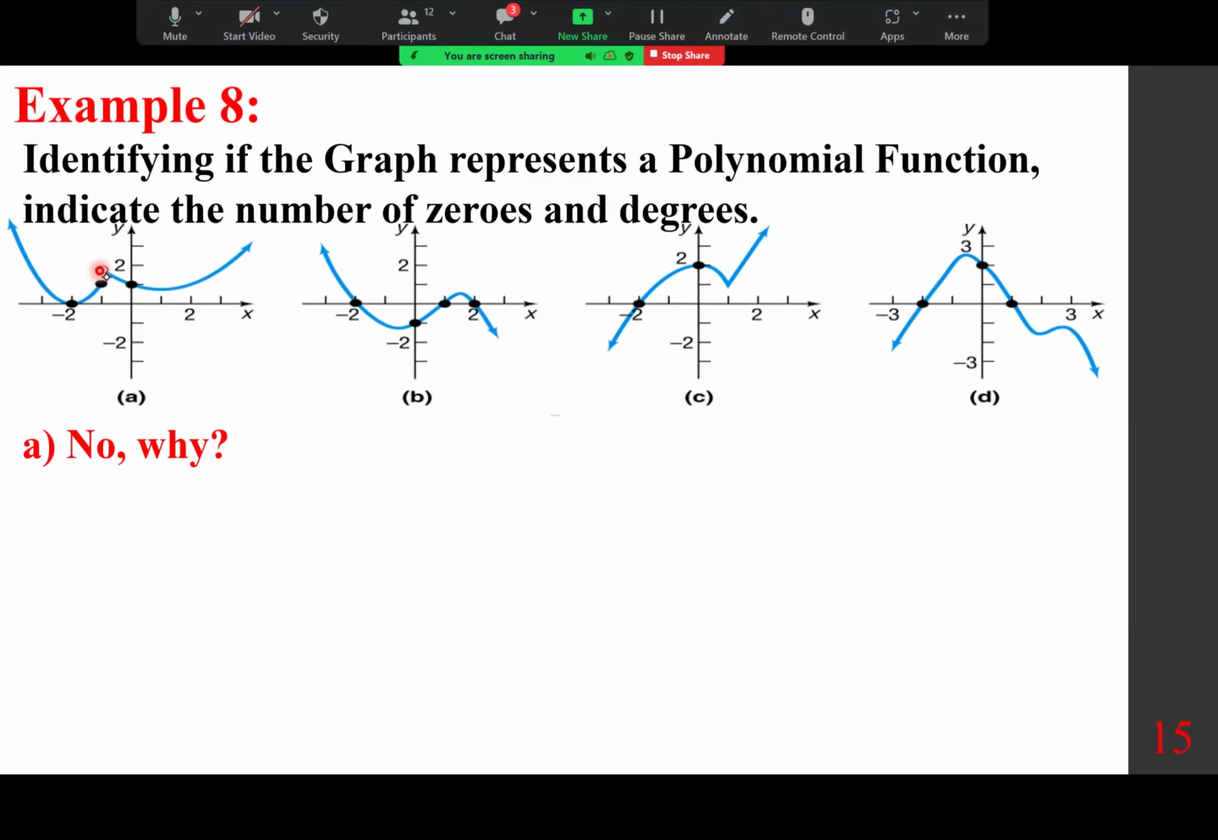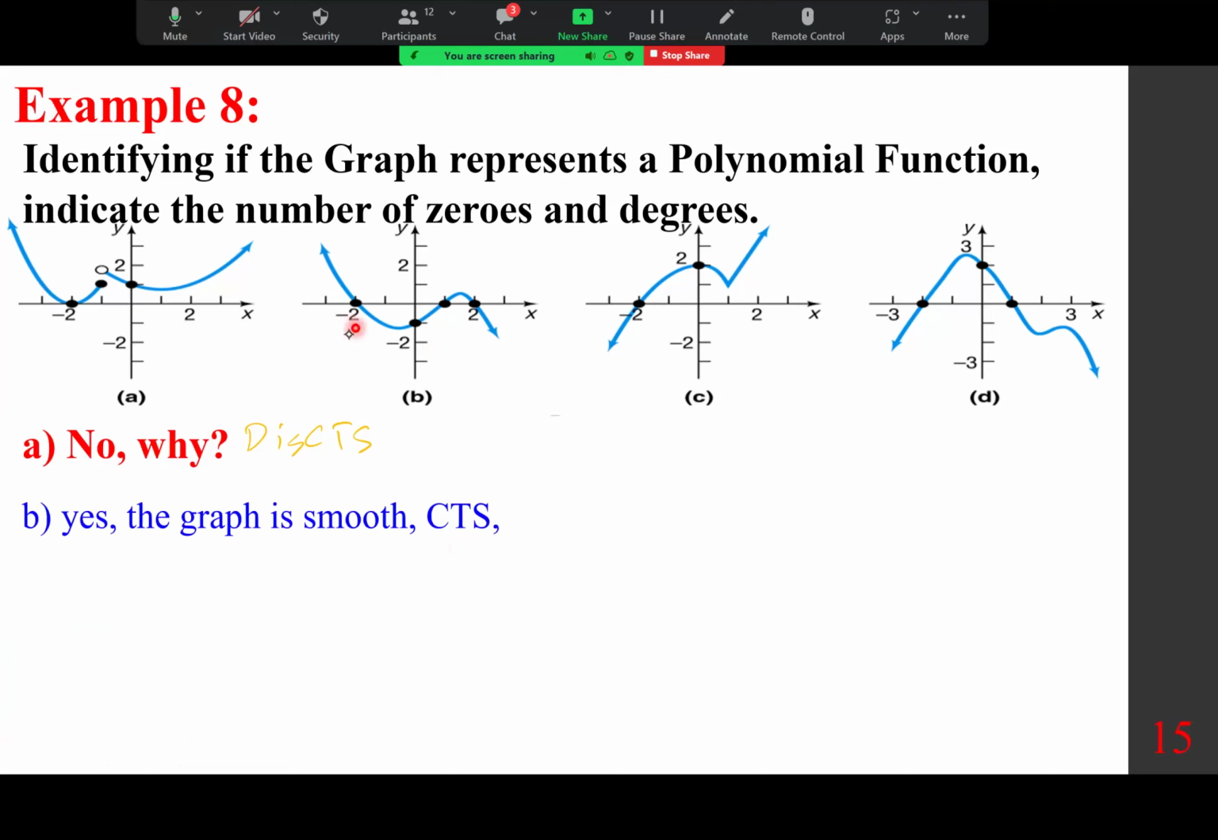Discontinuous. The function is discontinuous. CTS, short for continuous. This one, yes, the graph is a polynomial because it's smooth and it's continuous.